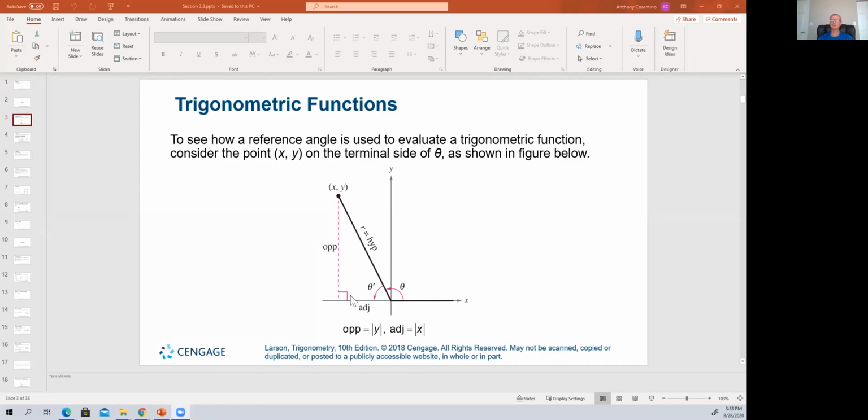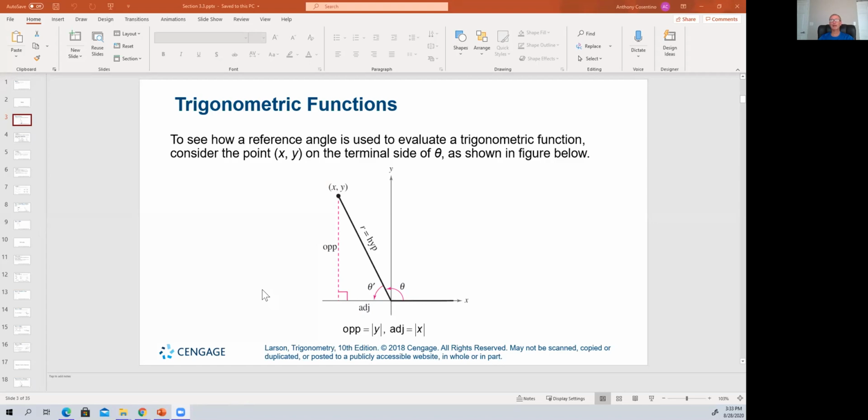And remember in the last section, we talked about sine being the opposite side divided by the hypotenuse. Cosine is the adjacent side divided by the hypotenuse. And tangent is the opposite side divided by the adjacent side, all dealing with this right triangle approach to the calculation. And so let me show you this right triangle here in the slide.